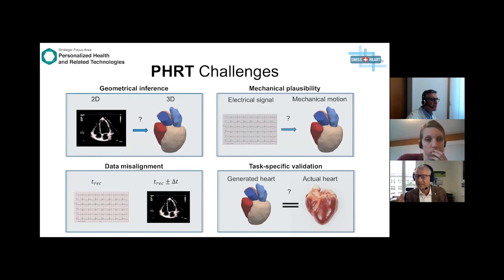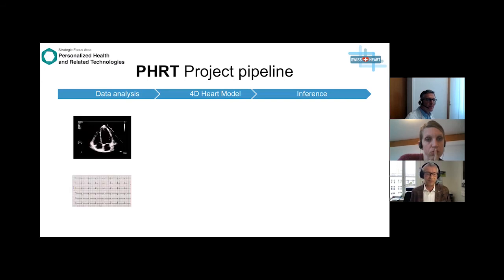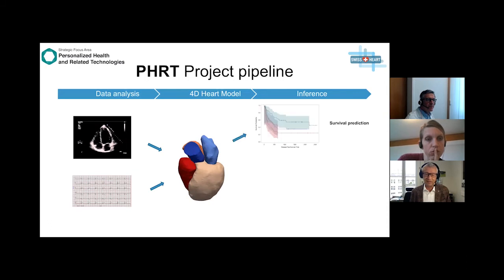The validation, as I said already, is not with respect to the physical appearance of the heart. It's the validation in as much as it makes a difference for the intervention of the doctor in the therapy and in the prediction of the outcome. So that information has to be isolated. In order to do that, we designed a project pipeline from data analysis to the 4D heart model and the inference. So that's basically the 3 different stages.